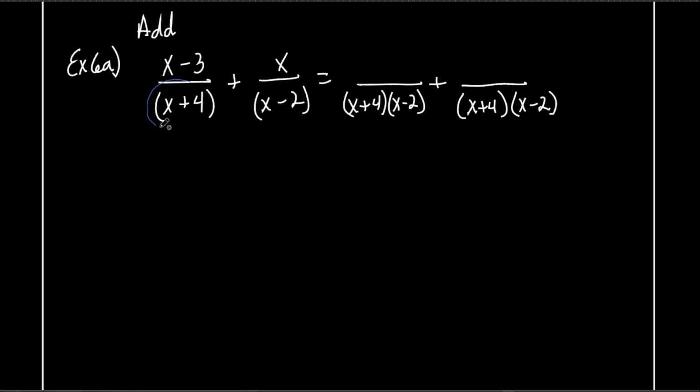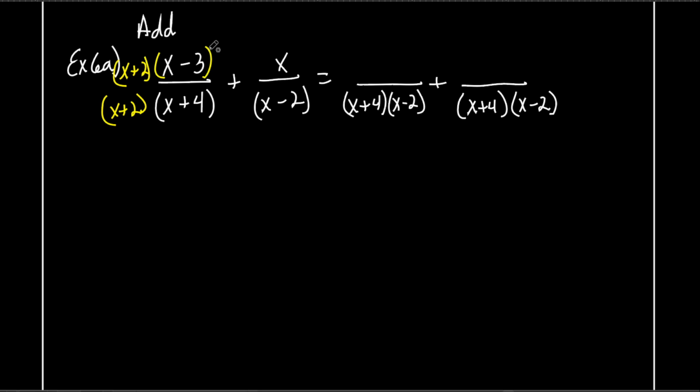What did you do to this in order to get to that? I didn't do anything at the top. Answer this question. Right. You multiplied this by x minus 2 to get to this, right? So you multiplied the bottom by x minus 2. So that means you have to do what? Do the same to the top.